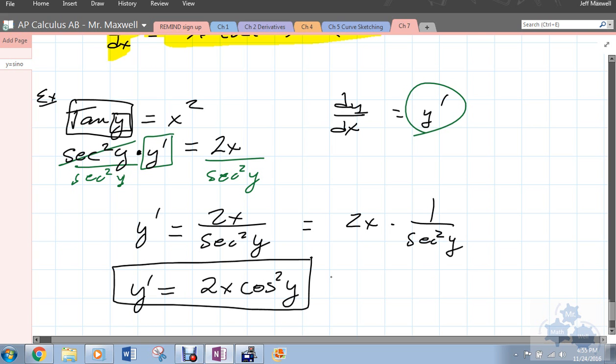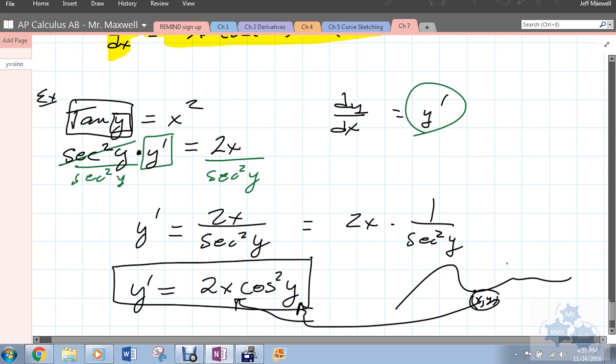Implicitly differentiated. Doesn't matter, we've got x in there and y in there. Who cares? We've got y prime all by itself, isolated. That's what we're looking for. If you're going to try and evaluate this, no big deal. You plug your x value of the point and the y value in, and you get your value.